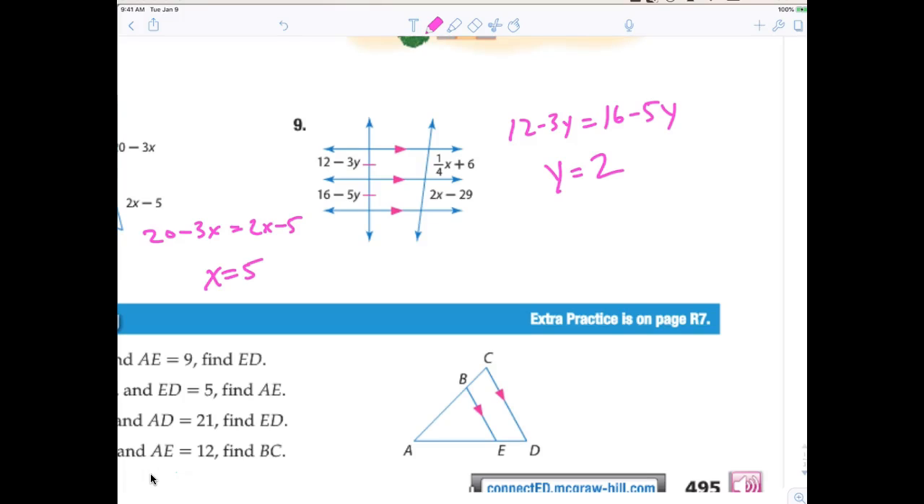All right, now we're looking at the x's. So 1/4 x plus 6 equals 2x minus 29. Try to do the mental math there. Try to do it all in your head. What is it? Somebody got x equals 5. That's pretty good. I'm not saying it's right yet, but x equals 5. Okay, we're good. x equals 20.